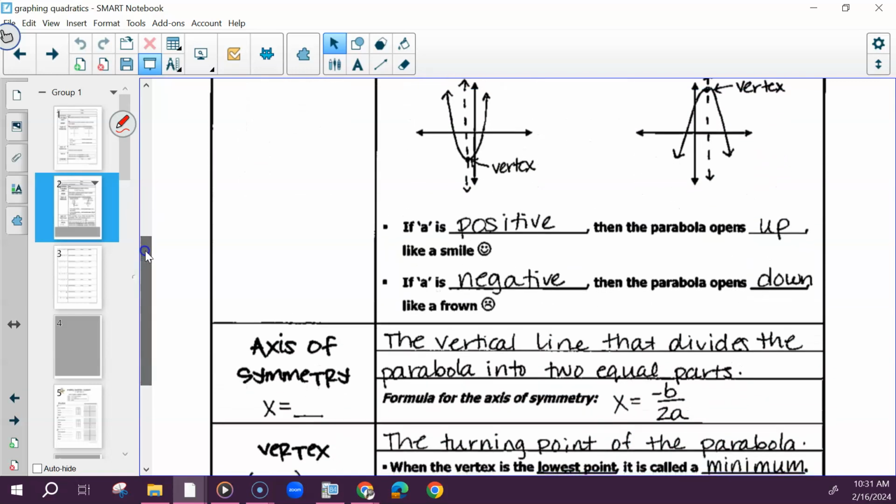Then we have some new vocab terms. Axis of symmetry. This is the vertical line that divides the parabola into two equal parts. So that's the line you just drew. That's your axis of symmetry. And we write that as x equals whatever that number is.